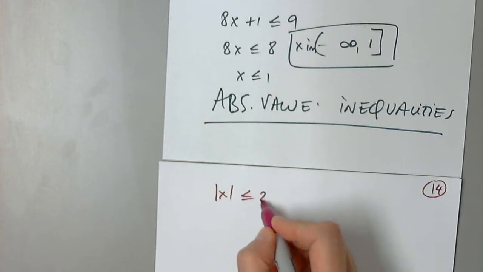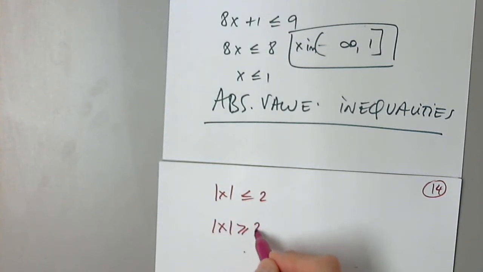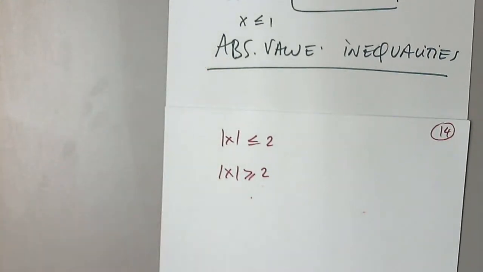These are the only 2 possibilities. Either the absolute value is less than or equal to a number, or the absolute value is greater than or equal to a number. So let me explain what the first inequality is asking us to do. First of all, what does the absolute value of x mean? The distance between x and 0. The distance between x and 0 is the absolute value of x.